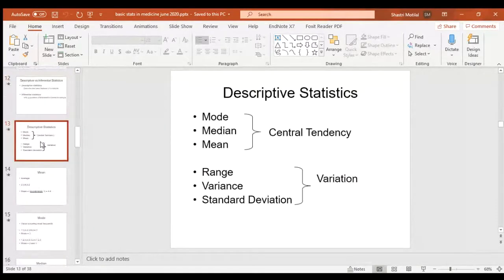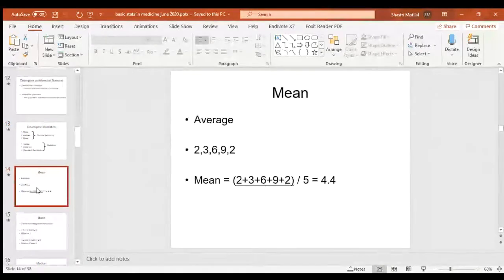So here, what we're seeing are descriptive statistics, and these are the measures: mode, median, and mean. These are measures of central tendency, and there are also measures of range, variance, and standard deviation, what we call variation. So you all know these measures. These measures are mean, mode, and median. And this is an example of mean. I want you all from this example to tell me what is the mode and what is the median. Take a minute and tell me what's the mode and median here in this set.